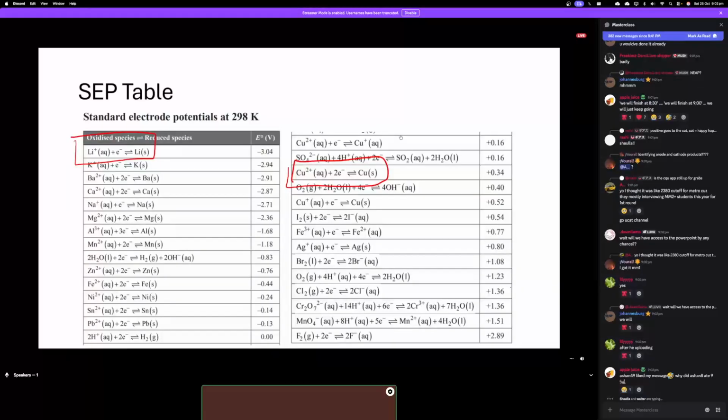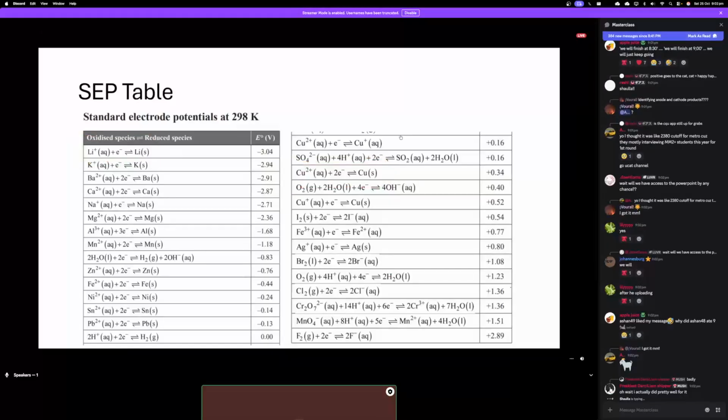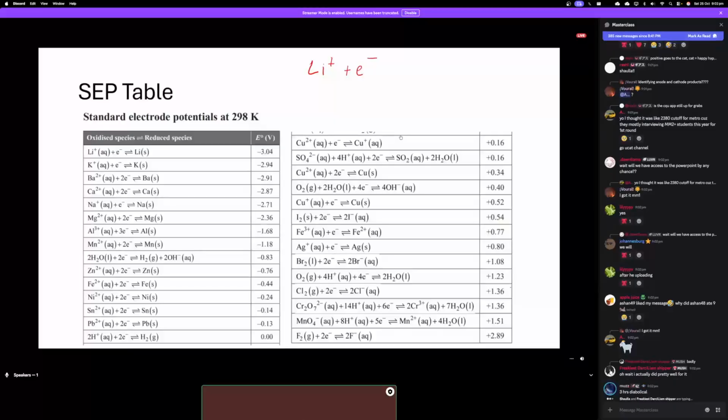Let's say we had lithium and copper, and let's say I wanted to know. Do I have an example in the next slide? I don't. That's a problem. It's okay. We'll just do it from here. Lithium. This is one of the sides.